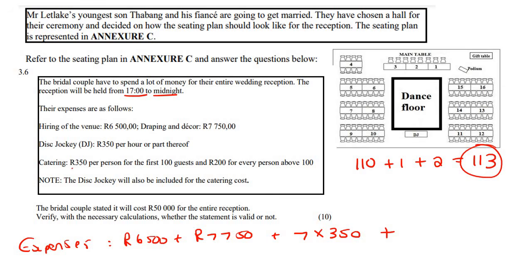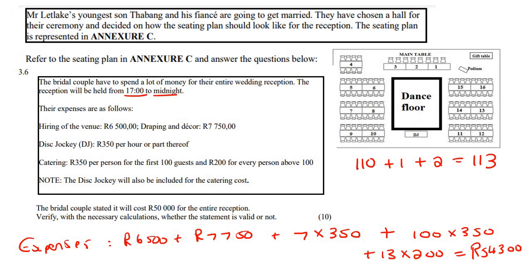Then the catering is 350 Rand per person for the first 100 people. So let's just take 100 people and give them 350. Then how many people are still uncounted? Well, we've got 100 people here. There's 13 people that we haven't counted yet. They're going to be charged 200 Rand. And that should be it. If we go calculate all of this now, you end up with 54,300 Rand.